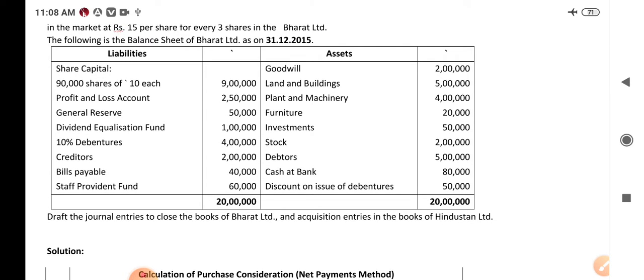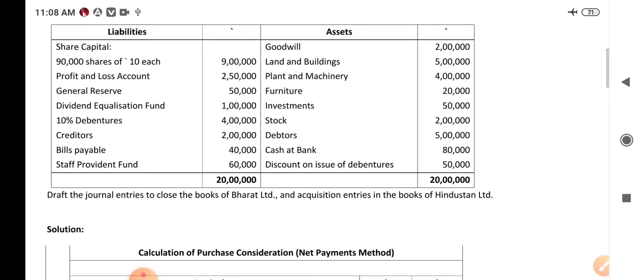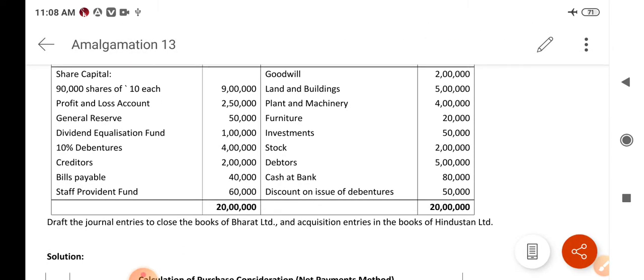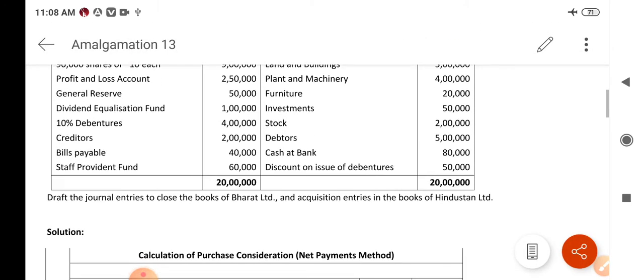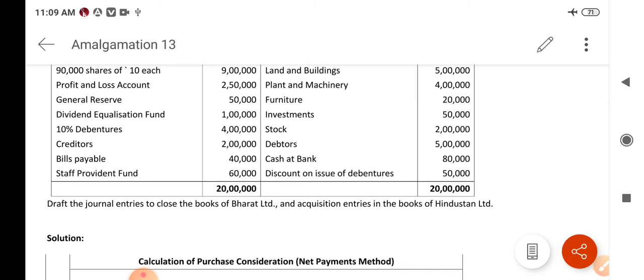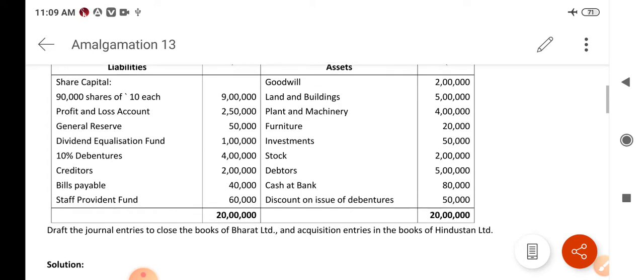So look at the liabilities. Here the balance sheet is given. Liability consists of share capital, 90,000 shares of rupees 10 each. Then profit and loss account 2,50,000. General reserve 50,000. Dividend equalization fund 1 lakh. 10% debentures 4 lakh. Creditors 2 lakh. Bills payable 40,000. Then staff provident fund 60,000.